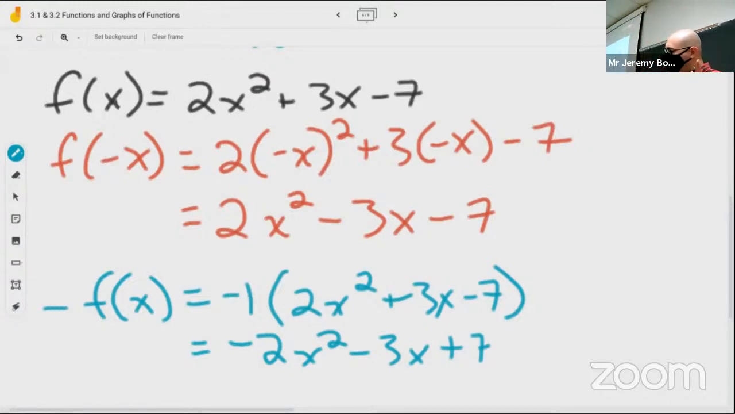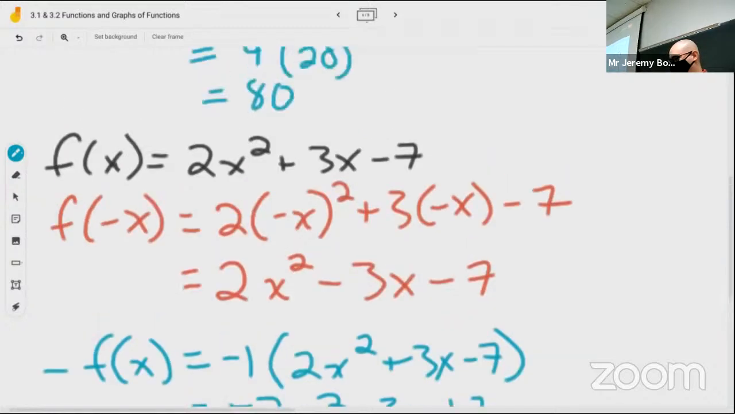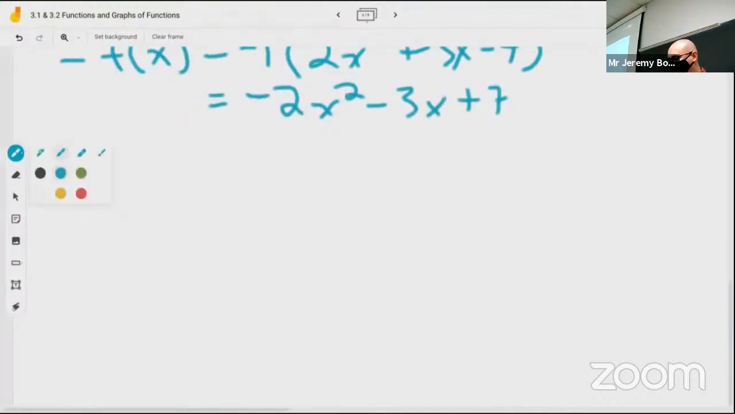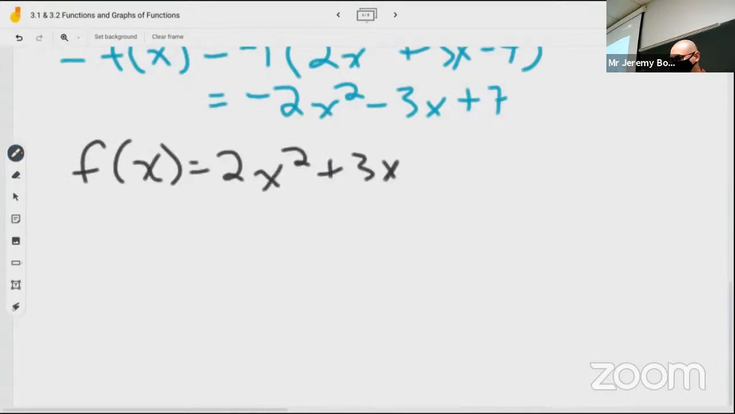Did that already. 2 more. Any questions on those? All right. Give me one more here. It was f of x is equal to 2x squared plus 3x minus 7. What if I wanted to find f of 4x?